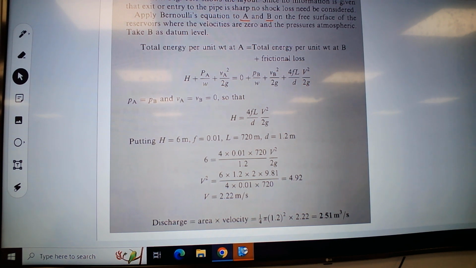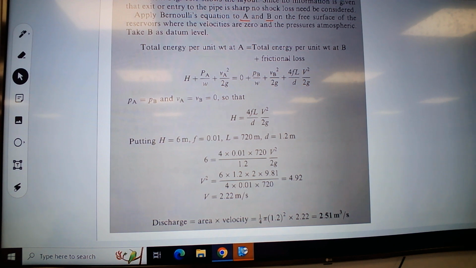Now, according to Bernoulli's equation, we are going to take B as a datum level. B is the lowest level of the second reservoir, as given in slide number 5. The total energy at A should be equal to the total energy at B and friction losses. We're not taking shock losses because it doesn't say the pipe has a sharp bend. If the pipe has a sharp bend, then we take the shock losses, because there will be a shock.